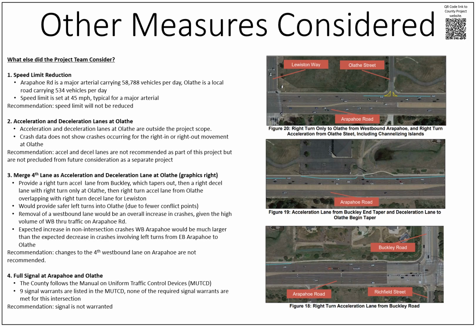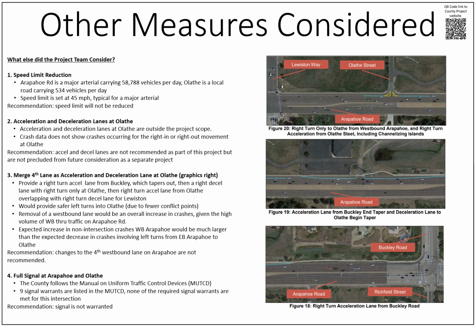Merge the fourth lane as an acceleration and deceleration lane at Olathe, as shown on the graphics to the right. The project team considered providing a right turn accel lane from Buckley, which tapers out, then a right turn decel lane with right turn only at Olathe, then a right turn acceleration lane from Olathe overlapping with a right turn decel lane for Lewiston. This option would provide safer turns into Olathe due to fewer conflict points.